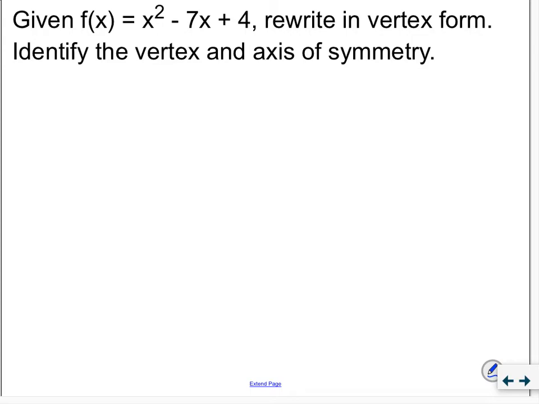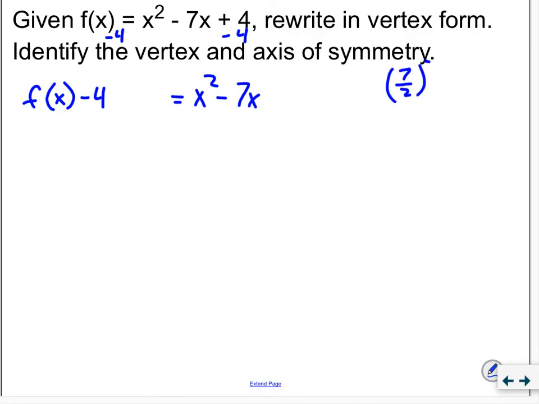Remember when we had fractions in the middle? Yeah, we do. We loved it when it was fractions. Well, let's keep going the same way. Again, I'm going to start by subtracting 4 from both sides. So I'm going to get f of x subtract 4, leave a space, equals x squared minus 7x. So now let's take that 7, divide it by 2 and square it, and we get 49 over 4. And yeah, you're right, it's a -7 over 2, but when I square it, it becomes positive. So I'm going to put my 49 over 4 here, and my 49 over 4 here.